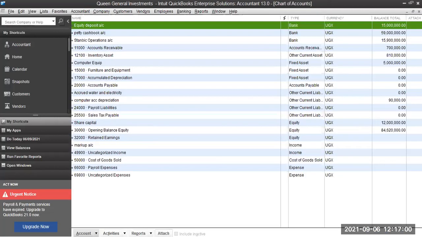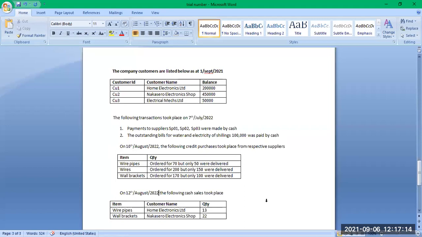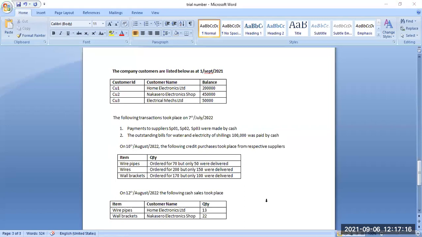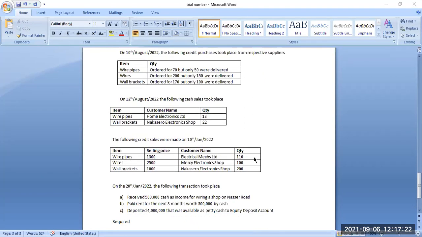At least you can give us an example of a spot transaction where you're receiving and paying at the same time. Let's see the questionnaire that tells us. Okay, the question doesn't have it. It is 500 cash, income for oil in the shop. Yeah, here. Paid rent for the next, okay.